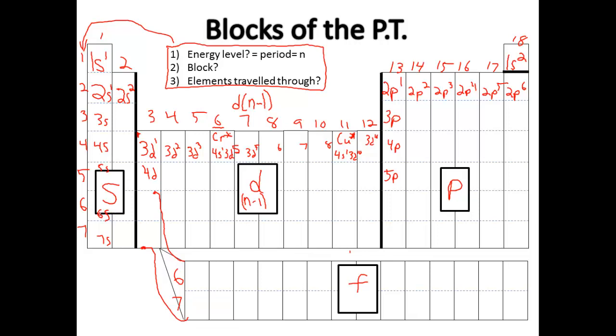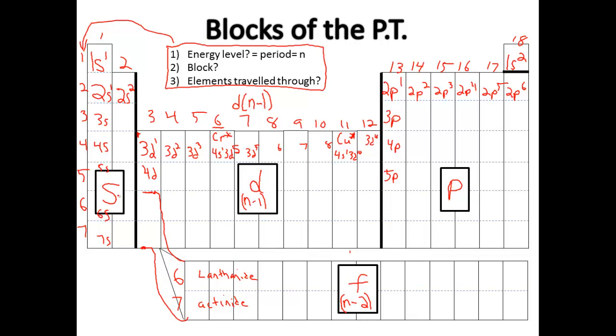Once we get to the 6s, this is where our last change occurs, and from the 6s we first jump down to our lanthanide and actinide series, a lanthanide group named after the first element, and our actinide group named after the first element in each of these groups, where we jump down into the F block. Now our F block is going to be n, the number, minus 2.